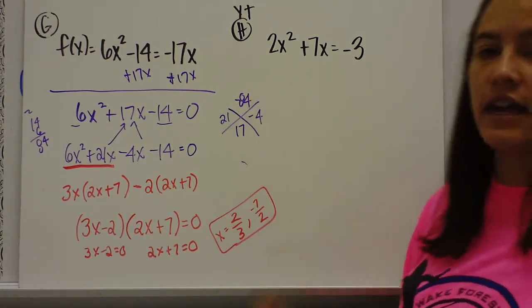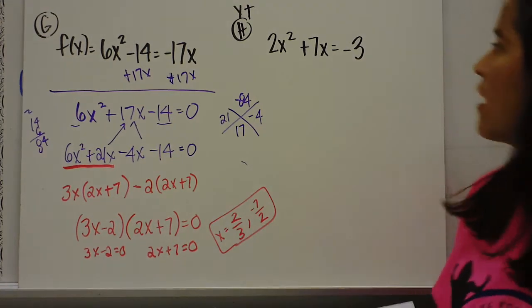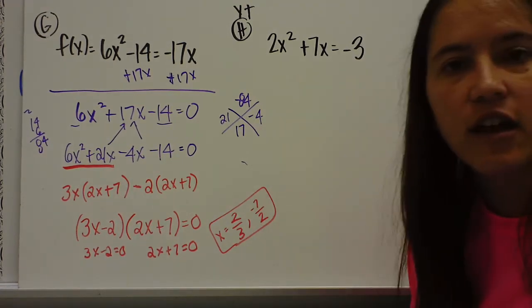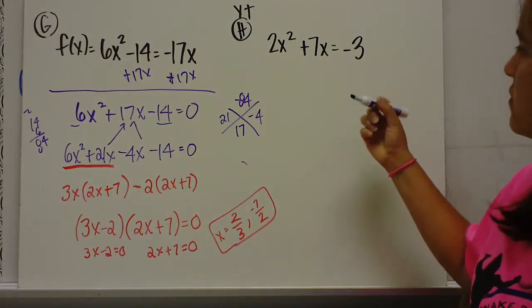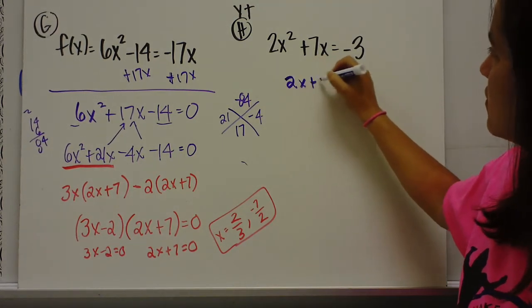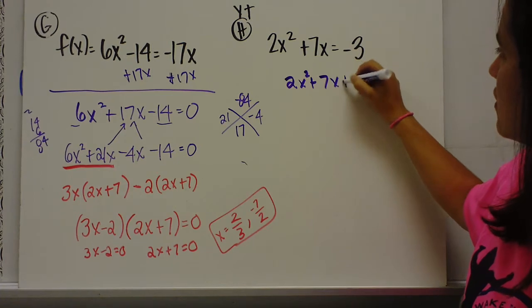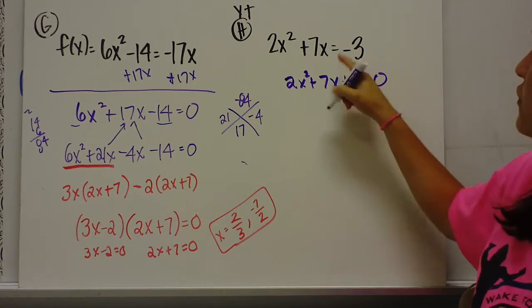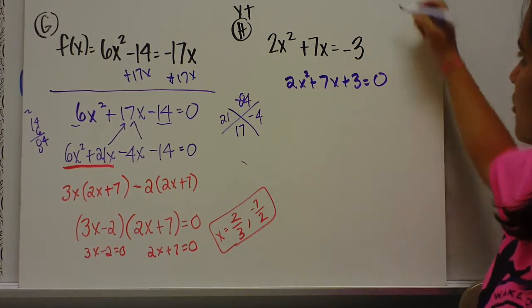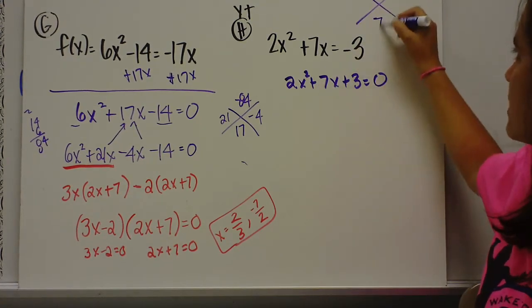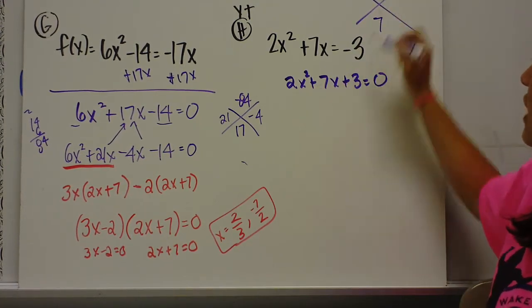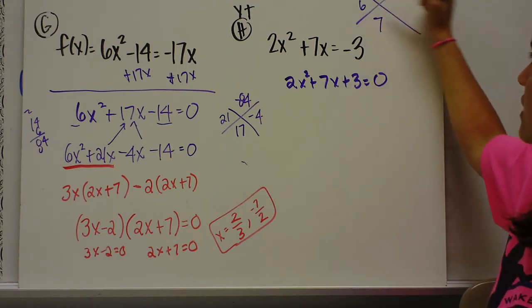All right, you try H. You try H, pause the video, and then press play when you're ready to see. All right, I moved it over. I can't factor anything out. So 2 times 3 is 6, and then 7. Factors of 6 to add to 7, so I'm going to use 6 and 1.